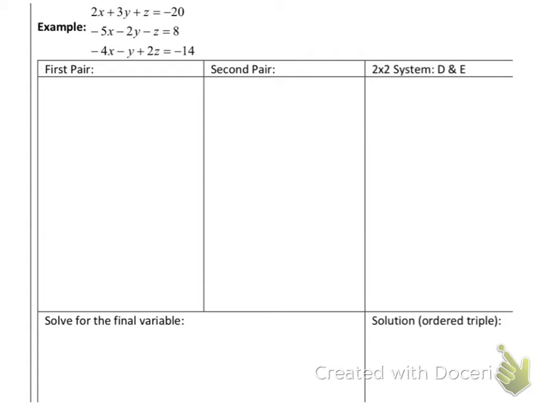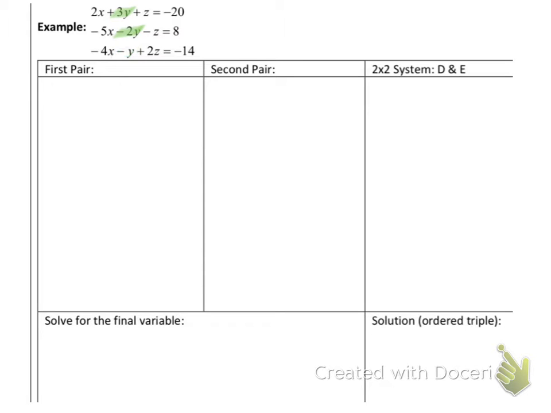So path of least resistance, okay? See if we can make this as easy on ourselves as possible. I'm going to take a look at the y's. I do like this one better because the last equation has just a plain old negative y. It doesn't have a number attached to it. So I think multiplication of one equation would probably be good here.